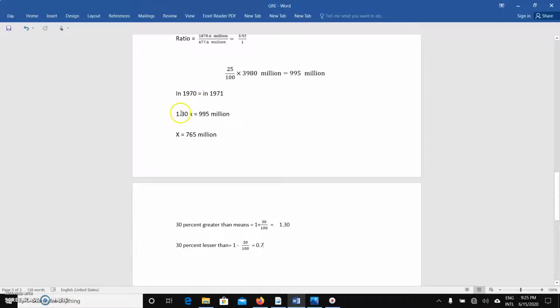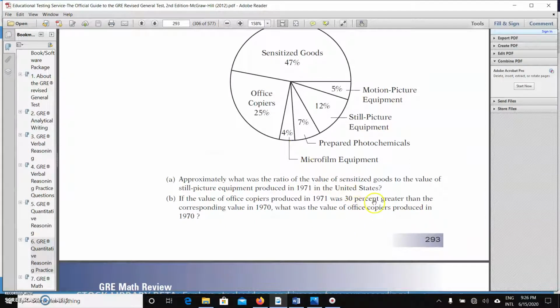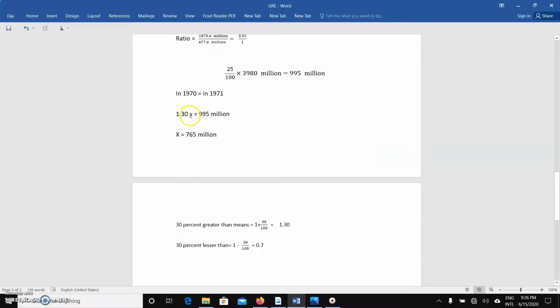Since they said it is 30% greater than the corresponding 1970 value, this statement means that 1.30x equals 995 million. This is for 1971 and this is for 1970. Now when you cross multiply and look for the value of x, you get 765.